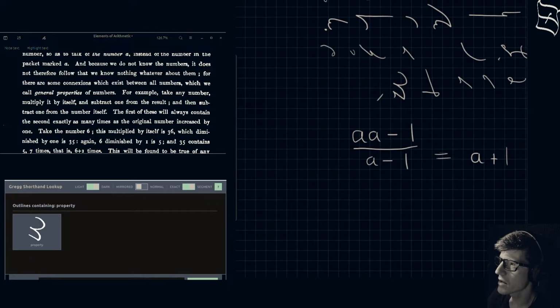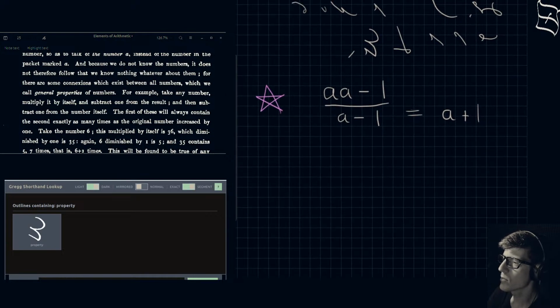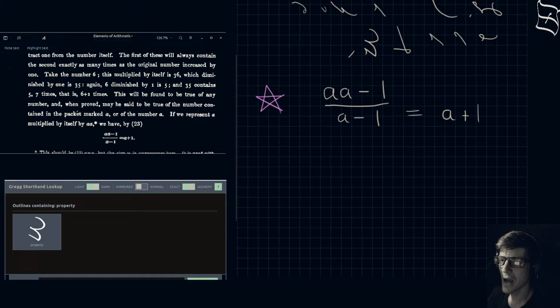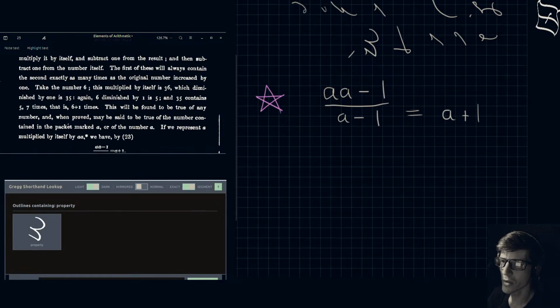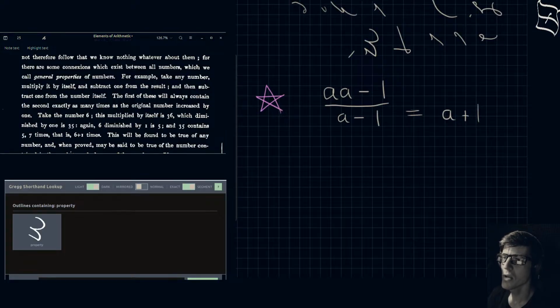Once again, this is another form that we want to keep in mind, okay? This is really important. Now, we're not talking about powers just yet, but we can just write them next to each other, okay? Take any number, multiply it by itself, and subtract 1 from the result, and then subtract 1 from the number itself. The first of these will always contain the second exactly as many times as the number with 1 added.